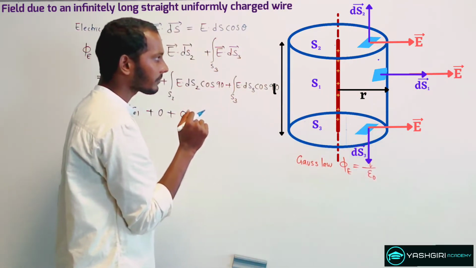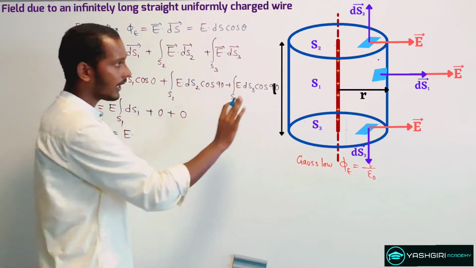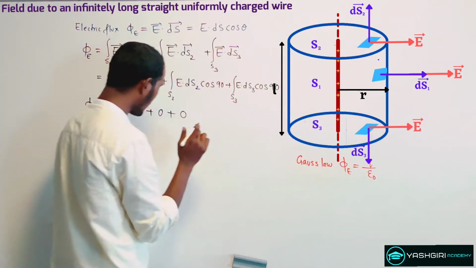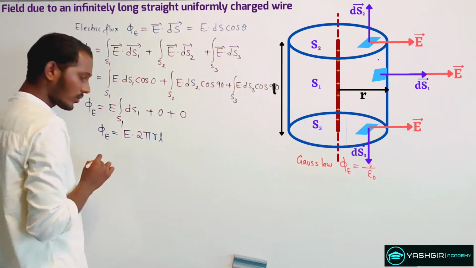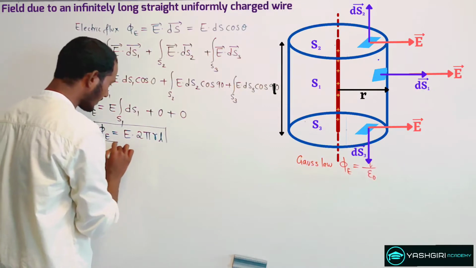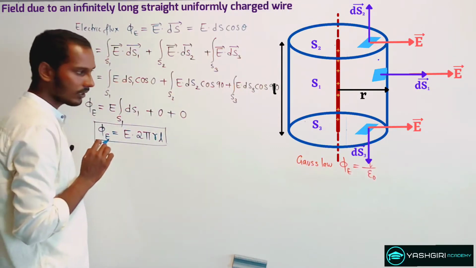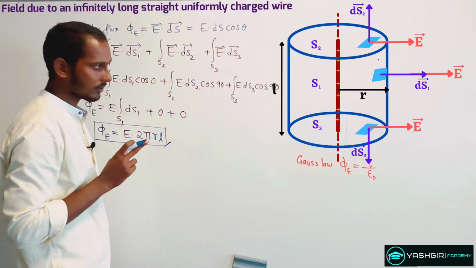So in that case, I can just replace this integral of E·dS over the surface S1 by the area of this curved surface, which is nothing but 2πrL. So here I have got the phi of E, that's the electric flux I have got. So we have got the expression for this.